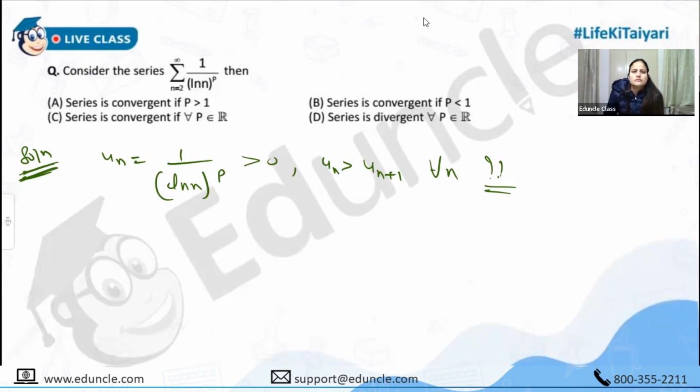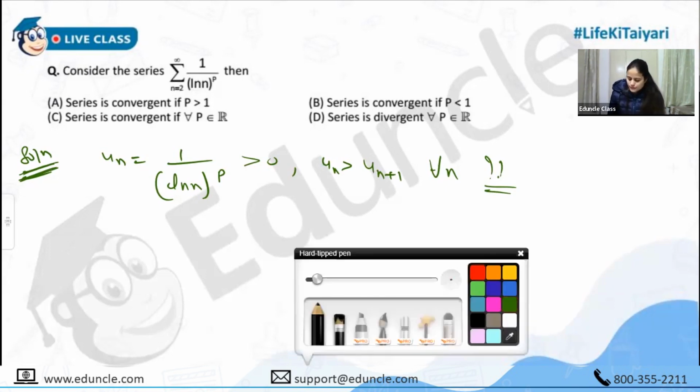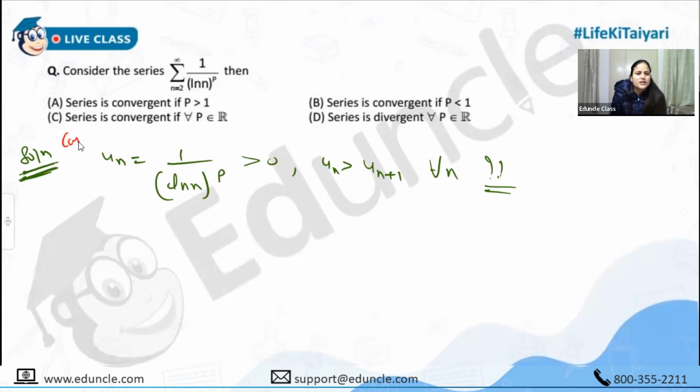Un is that depend on p. Yes, correct, depend on p. So better I'll take cases here. I am taking the first case when p is strictly greater than 0. Okay, so if p is strictly greater than 0, then un is greater than un plus 1 for every n. Yes, in this case.